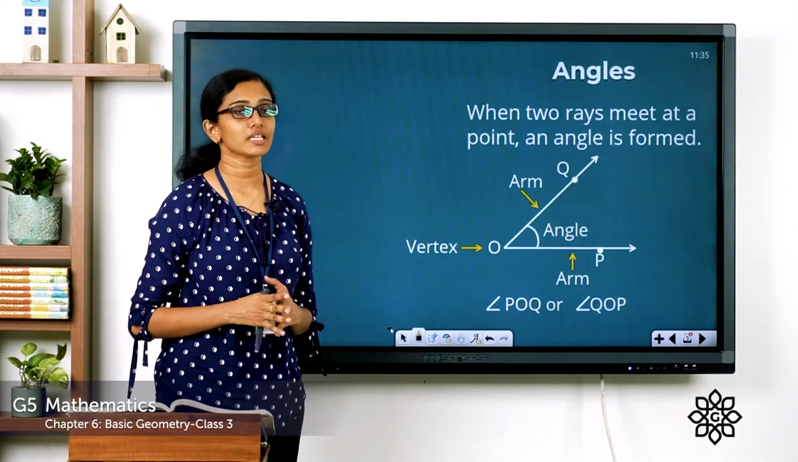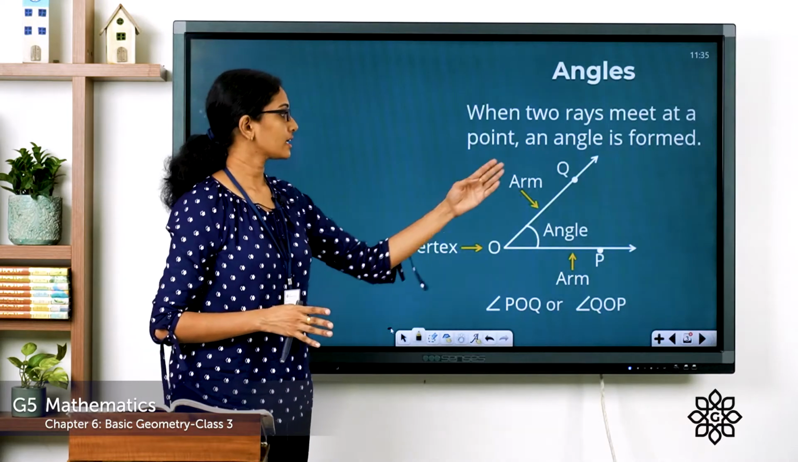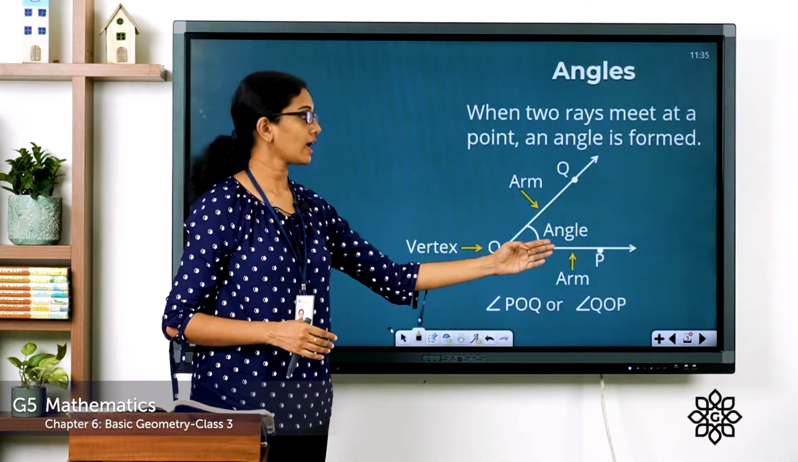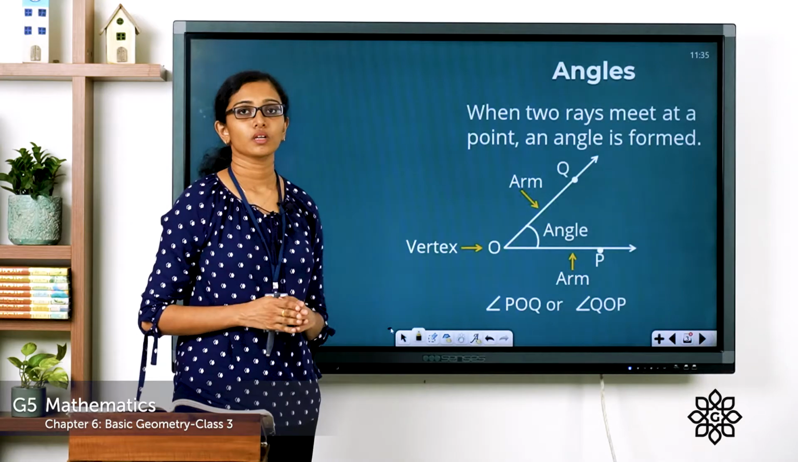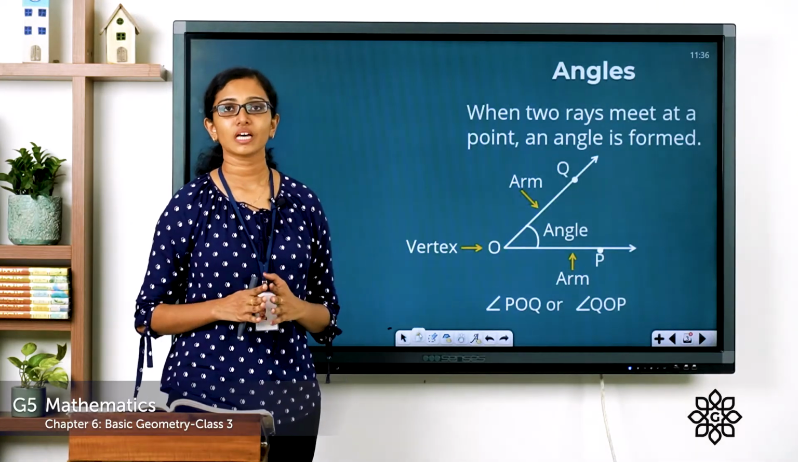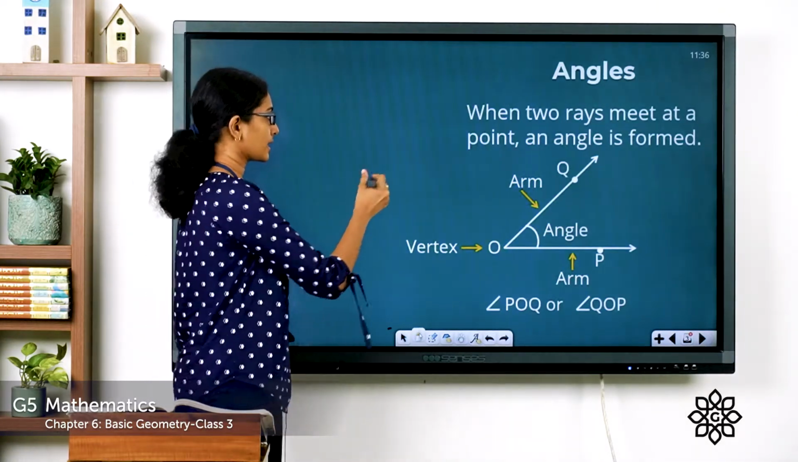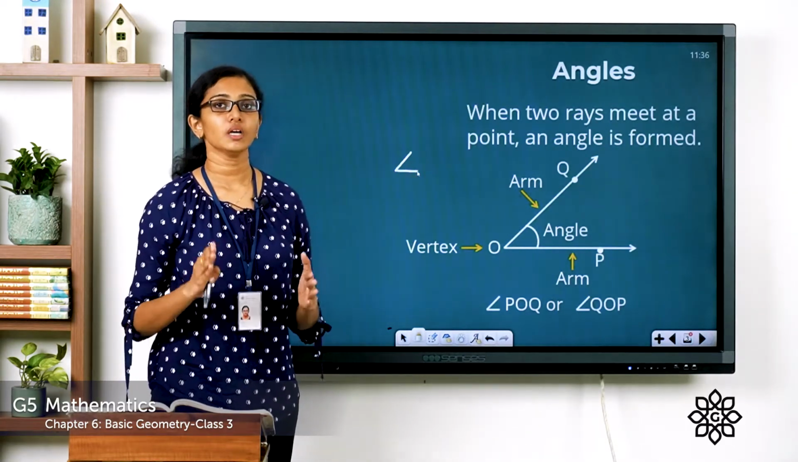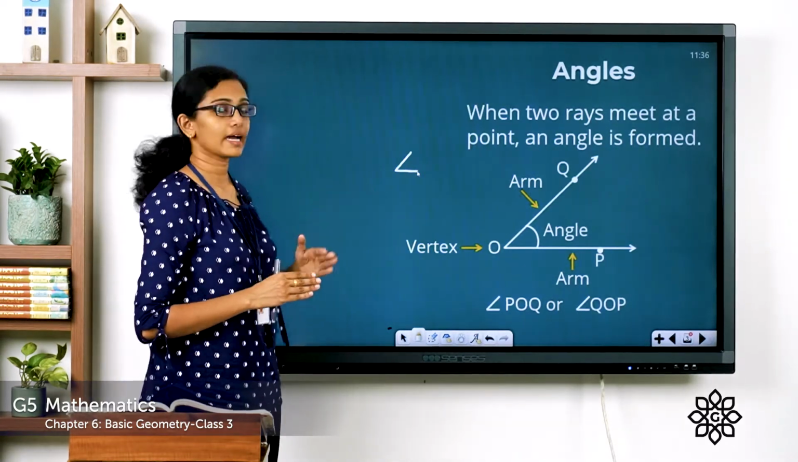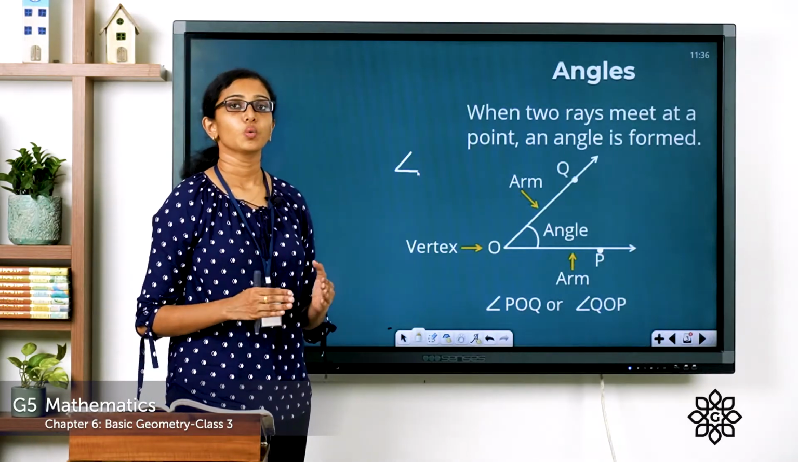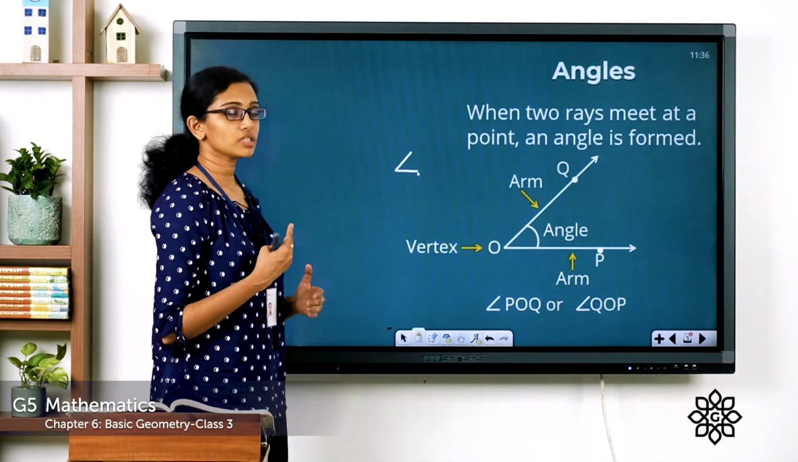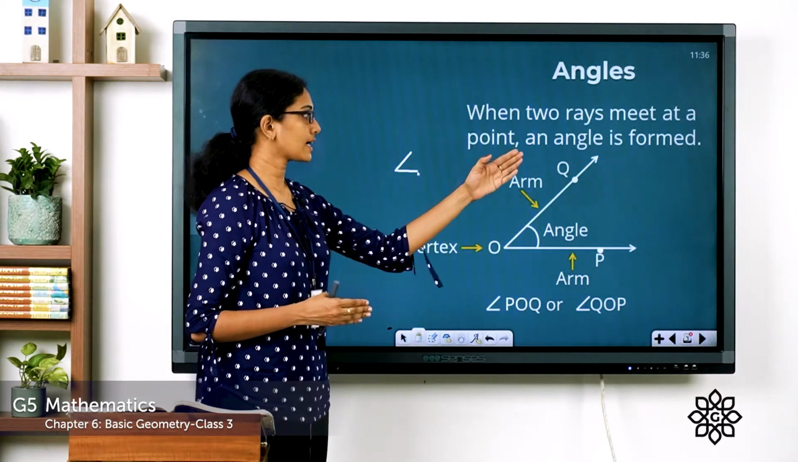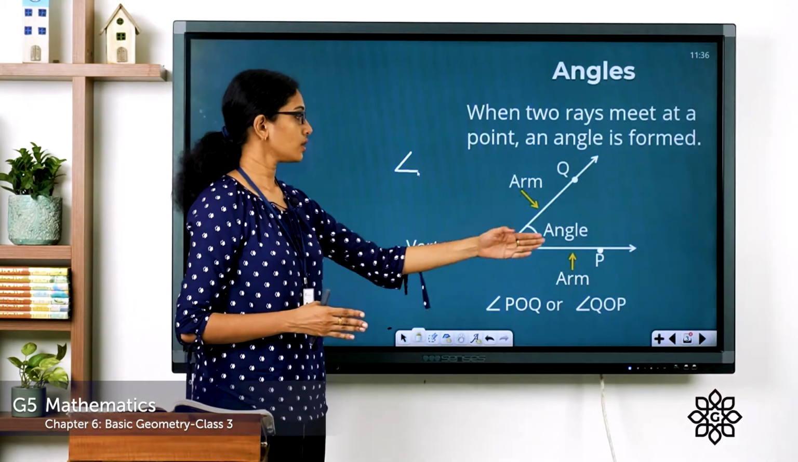And how do we name this angle? This is either angle QOP or angle POQ. There is a symbol that we use to denote an angle. It is written like this. No matter what the shape of the angle is, we always write the symbol for the angle like this. And when you name an angle, it can either be QOP or POQ.